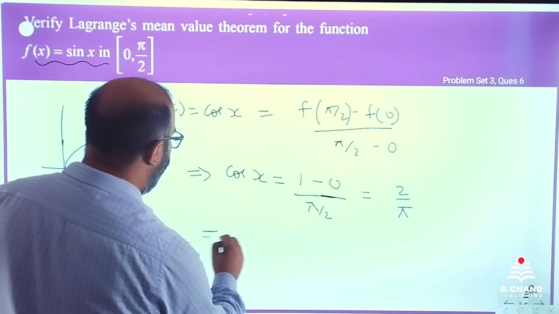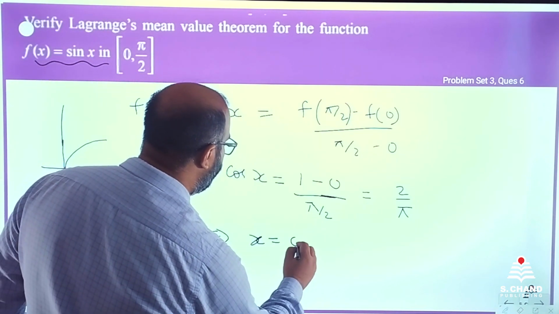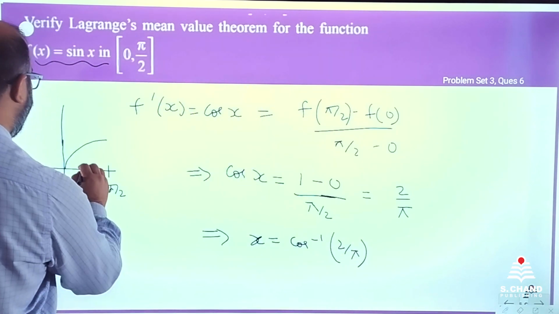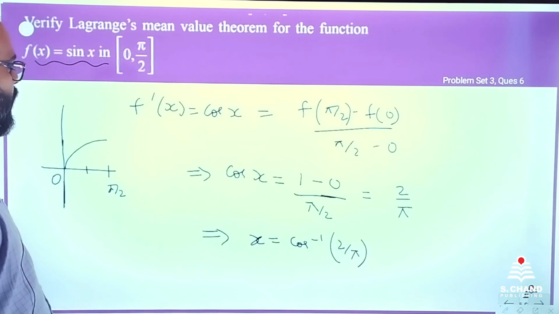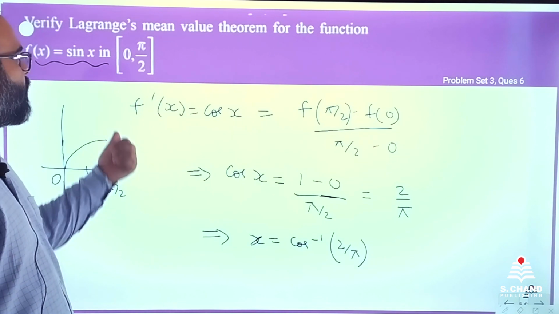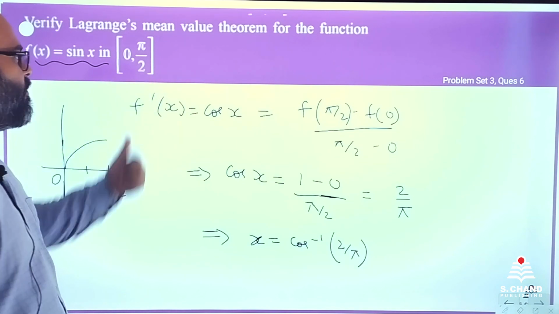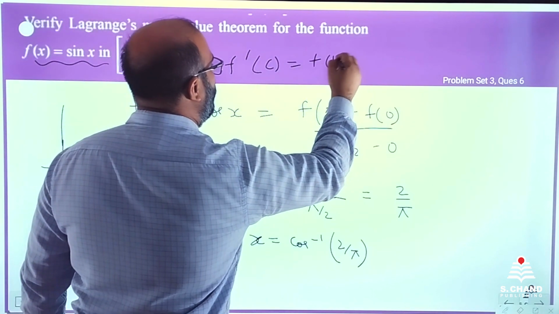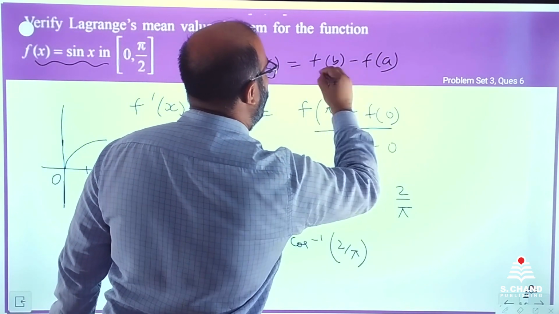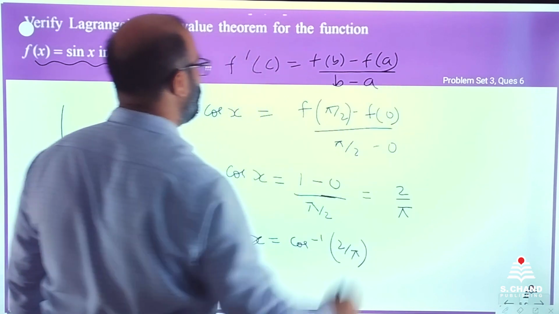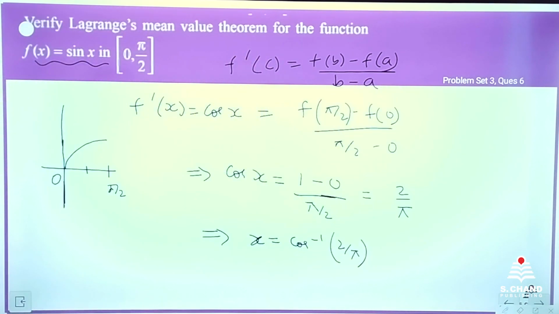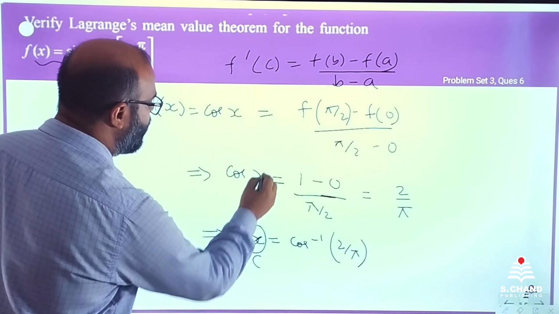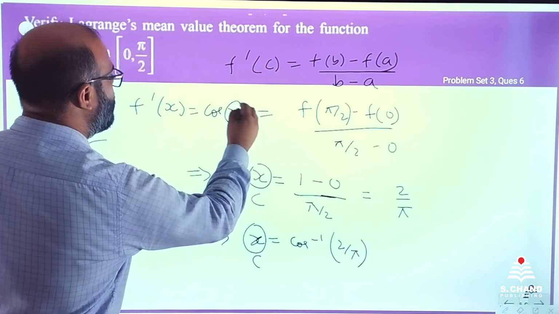So there is a value x equal to cos inverse of 2 by pi, which will be an angle somewhere here, and that angle will be the value between a and b such that f dash of c is equal to f of b minus f of a by b minus a. So this was Lagrange's mean value theorem, which is verified for this function. You can also say this is c, and this is c here.